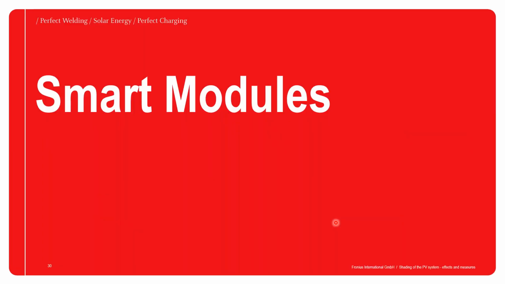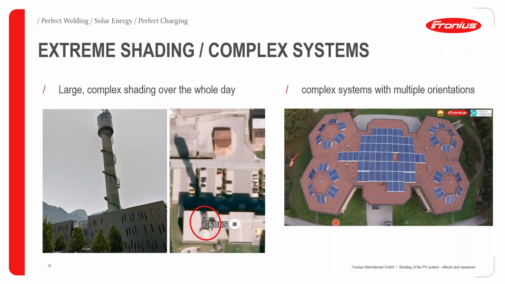So let us look at smart modules, so that we now get into an area where you can start comparing different outputs from different designs or configurations of modules. In extreme shading conditions, or where you have complex systems, on the left here, we have a large chimney that is really casting an unavoidable shadow for a better part of the day over a potential installation area.